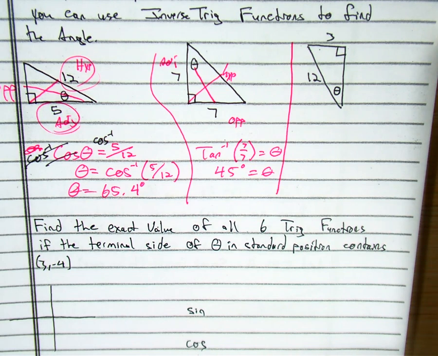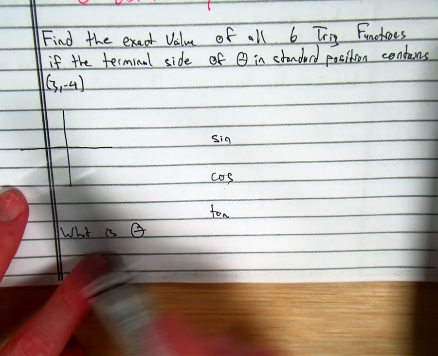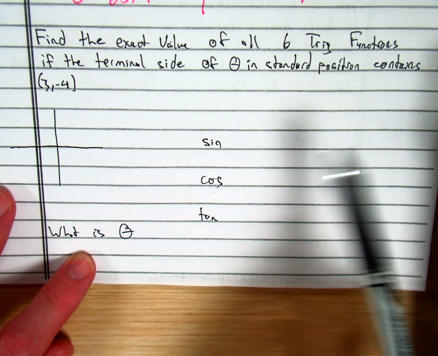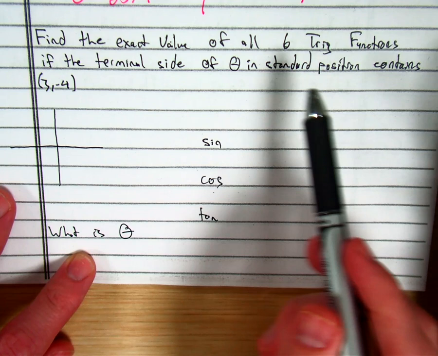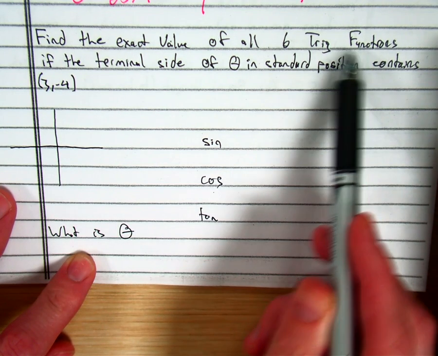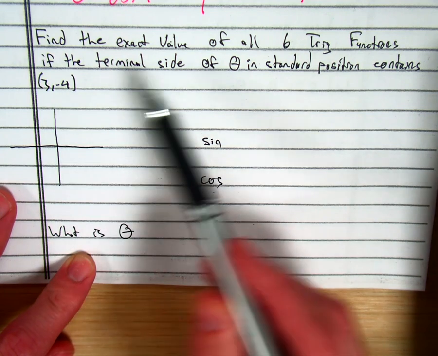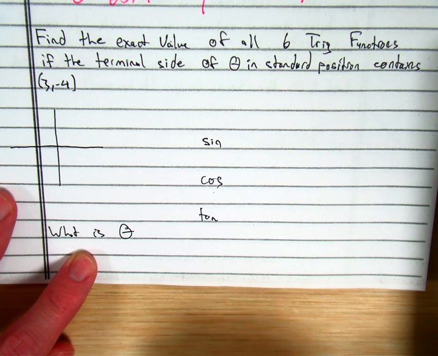Okay, this one looks a little weird. It is a little weird. Some of these other words will make more sense to you later on in the unit, but it fits. This problem kind of fits right now. We'll probably come back to these and do them again later on too. So find the exact value of all 6 trig functions if the terminal side of theta in standard position contains the point 3, negative 4. So that part probably doesn't make a whole lot of sense. But here's what we're going to do.